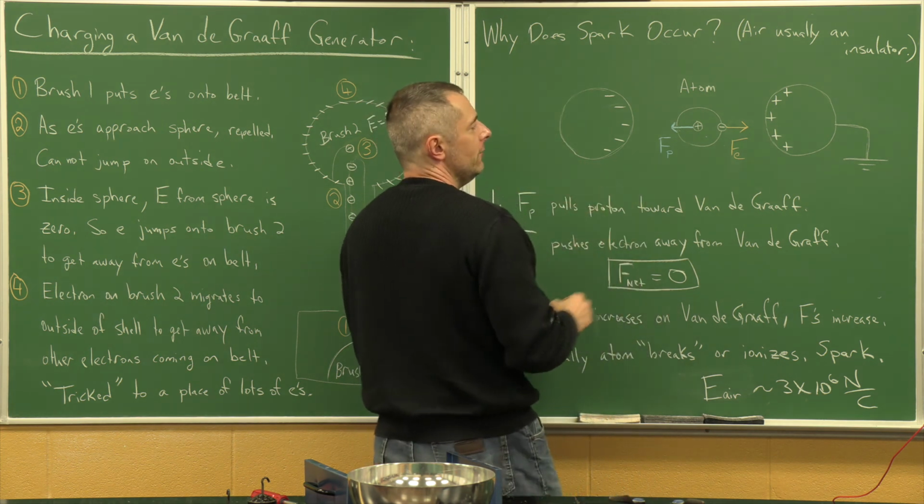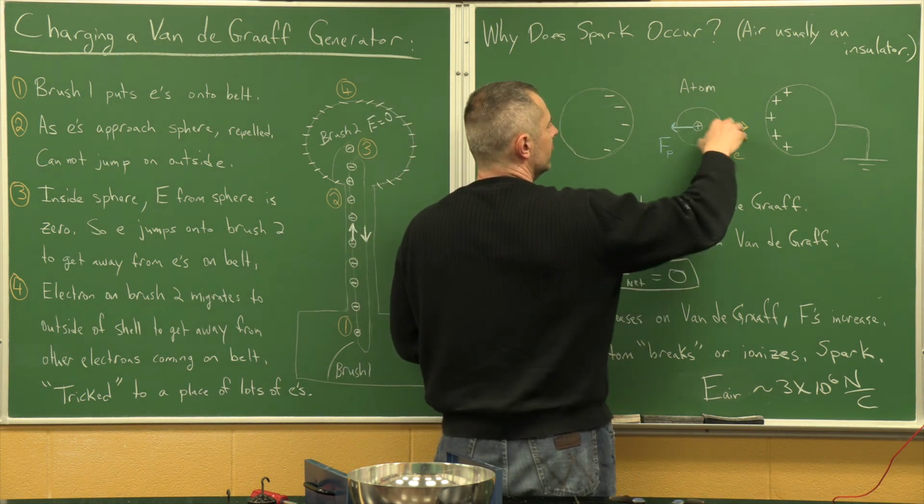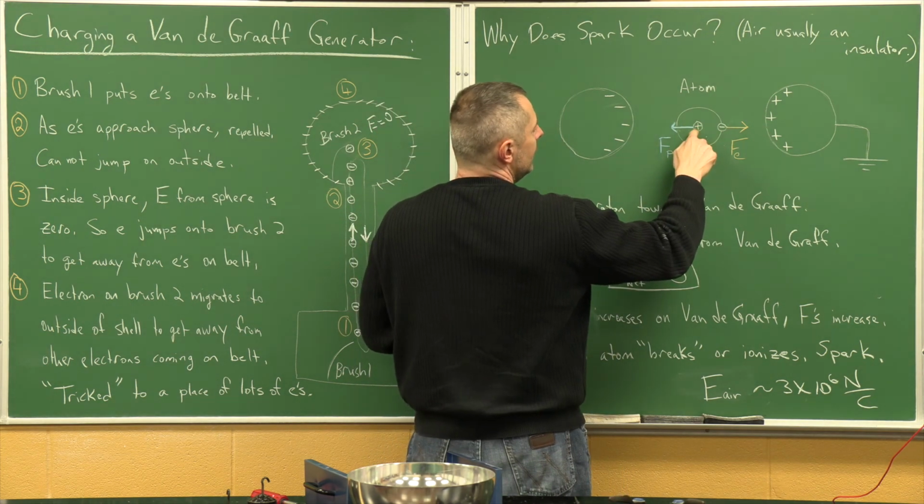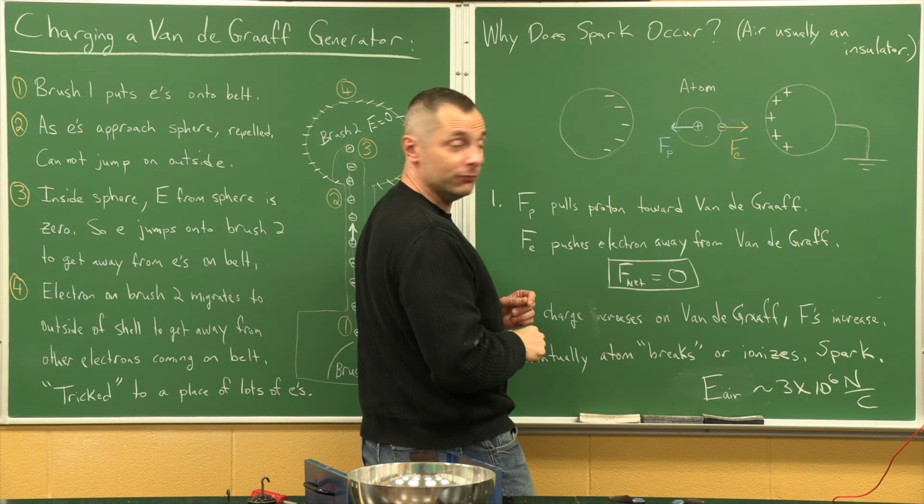Now, the air is made of atoms which have protons and electrons. The electrons are orbiting around the protons. The protons in the atom are attracted to this negative Van de Graaff generator.